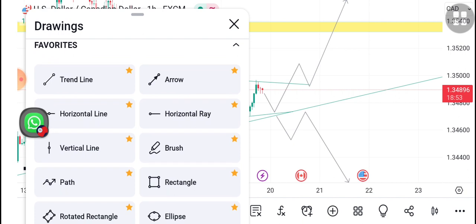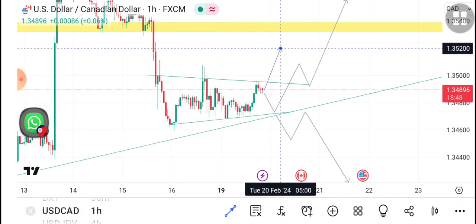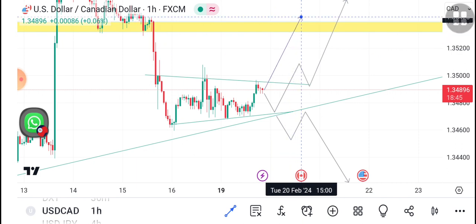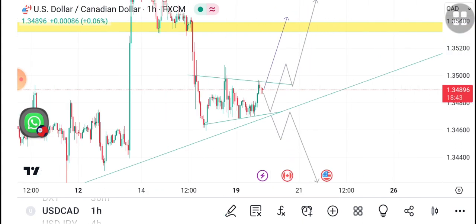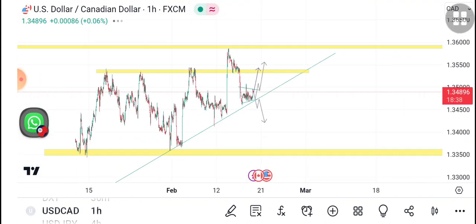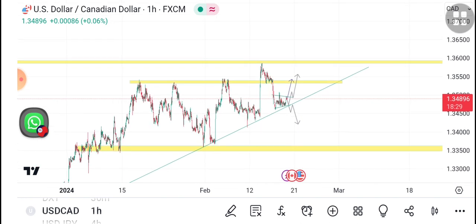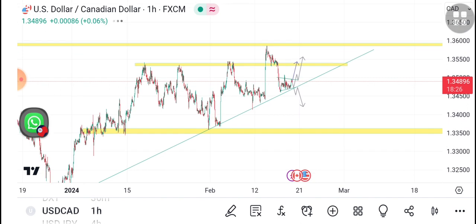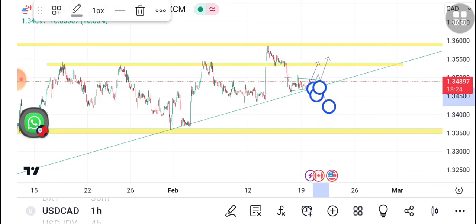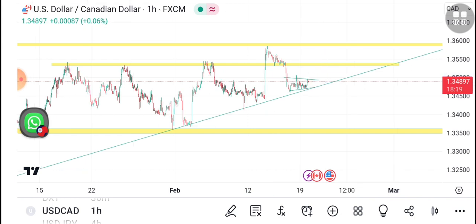And it might break out from here. So this is what we're looking for. Right now we are undecided. We're waiting for the market to break our structure, or to break our chart pattern. After breaking our chart pattern, we will see whether we are buying or selling.